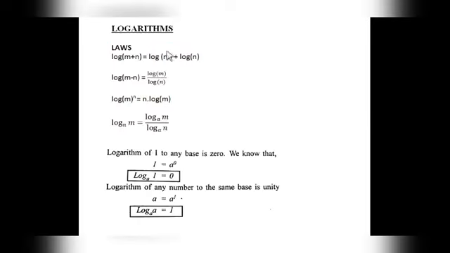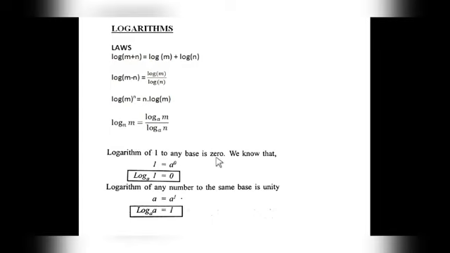Here we have laws of logarithms. Log m plus n is equals to log m plus log n. Log m minus n is equals to log m divided by log n. Log m raised to n is equals to n into log m. Log m to the base n is equals to log m to the base a divided by log n to the base a. These are the 4 laws of logarithms, and these 2 are the properties of logarithm.